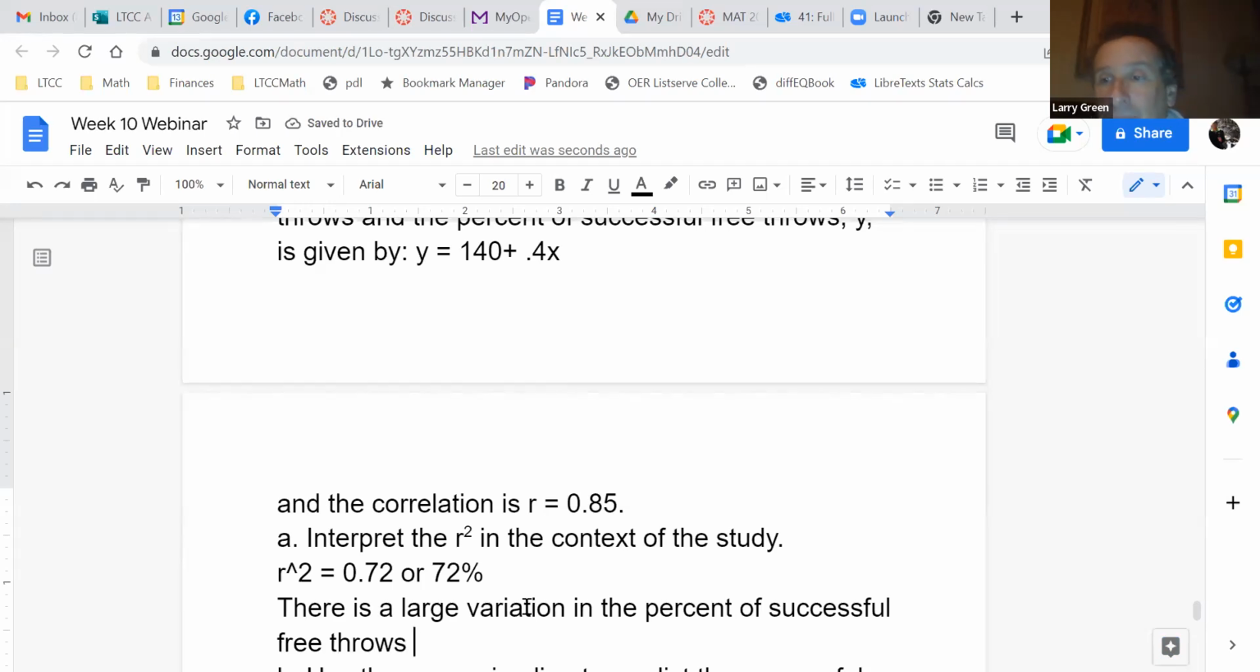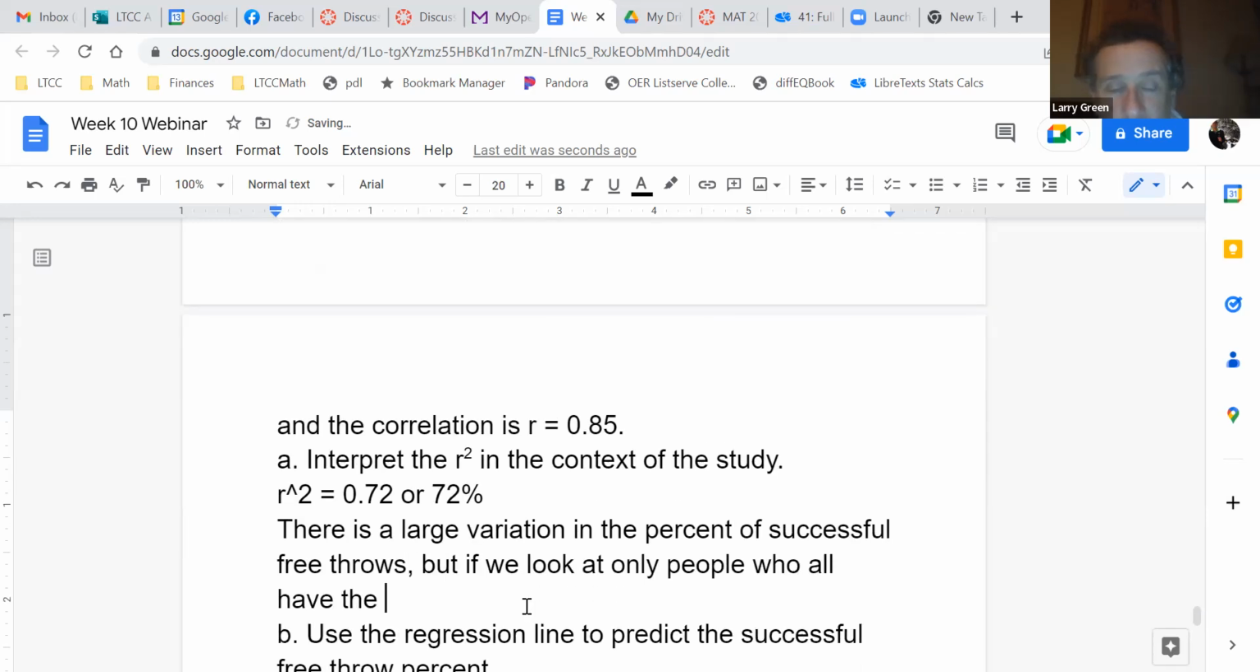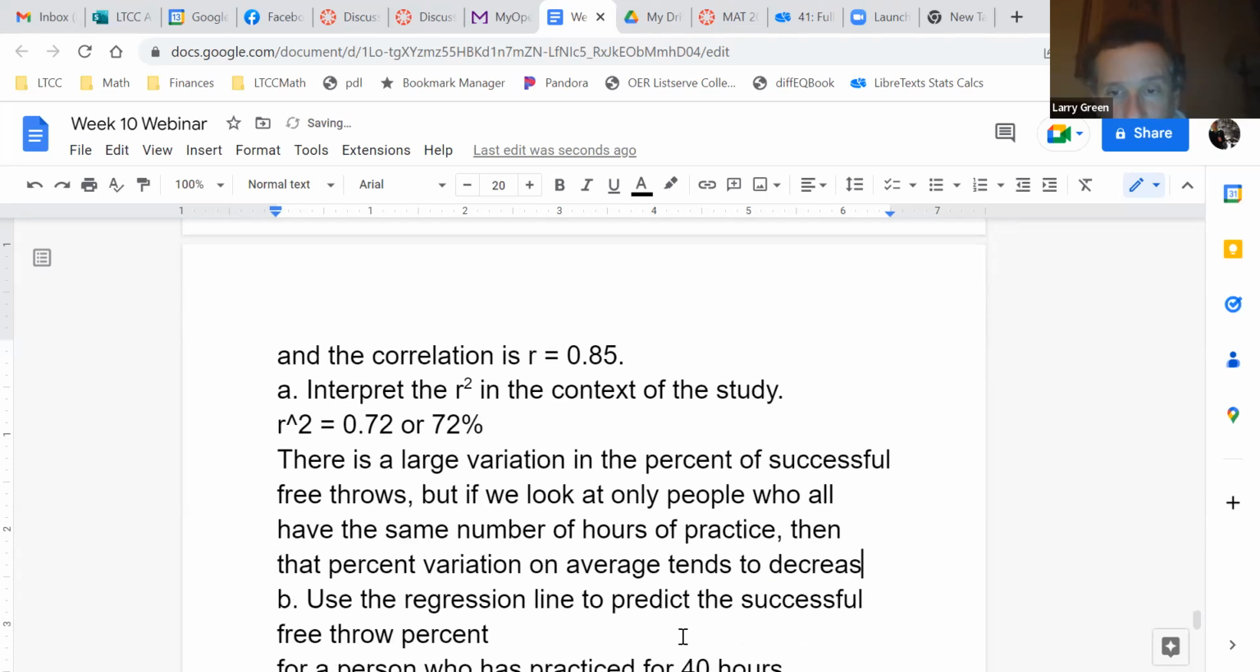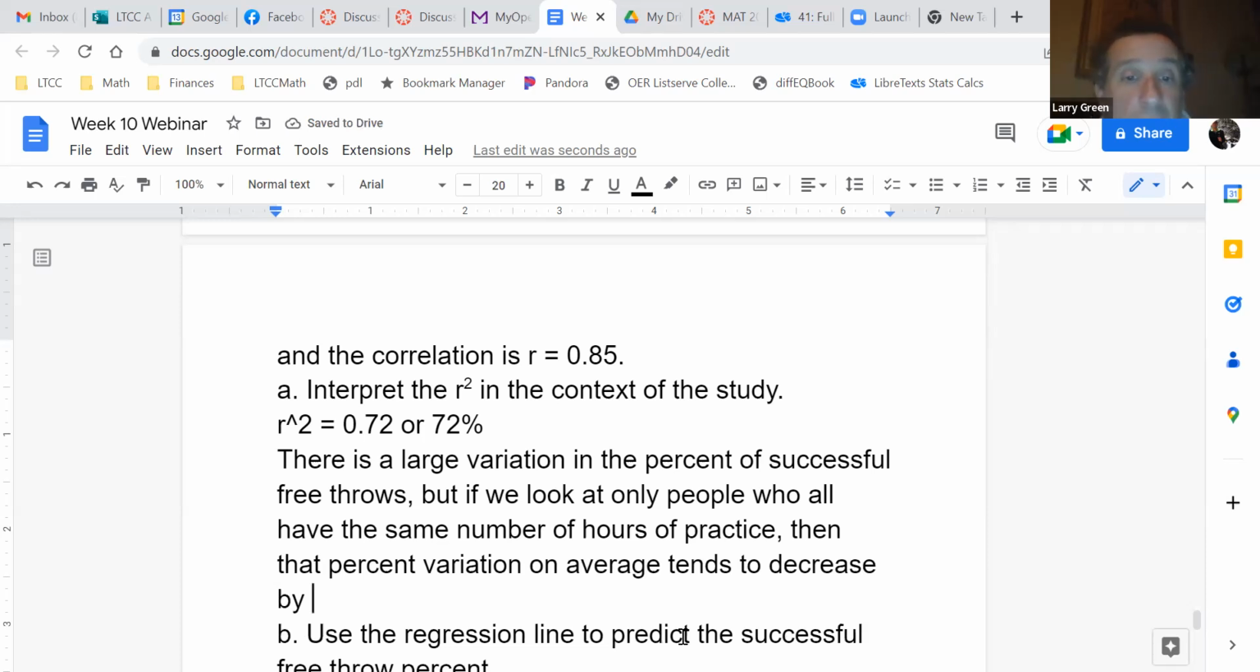Okay, and this is for many people. But if we look at only people who all have the same number of hours of practice, then that percent on average, actually the right percent variation on average, tends to decrease by 72%. Okay, any questions on that?